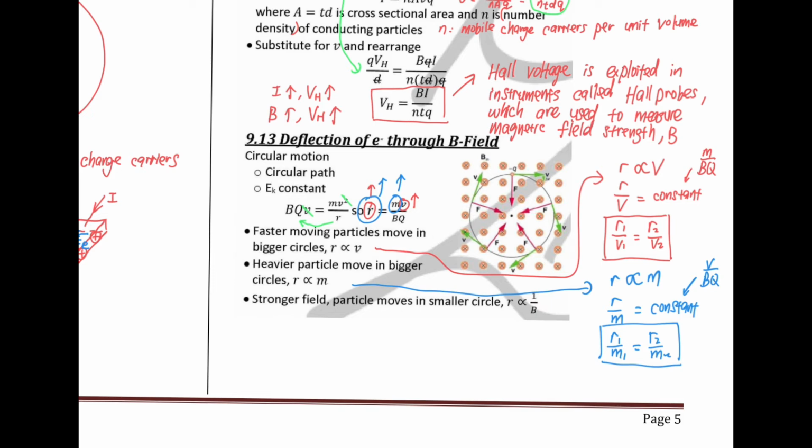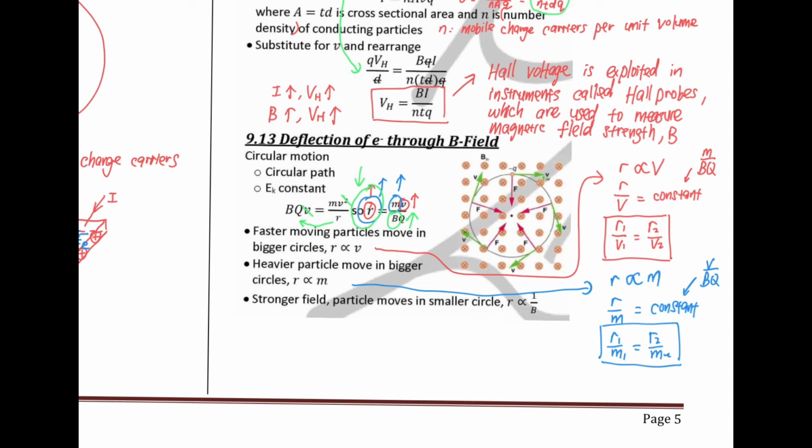Okay, then meaning that you can find out the mass of the particles when the radius is a particular value. Now, last application, the stronger field, particle move in smaller circle. Okay, so logically this is true also. As you see green color, if the B is strong, then the R should be small because B stays at the denominator. So in that case, we will have R inversely proportional to B.